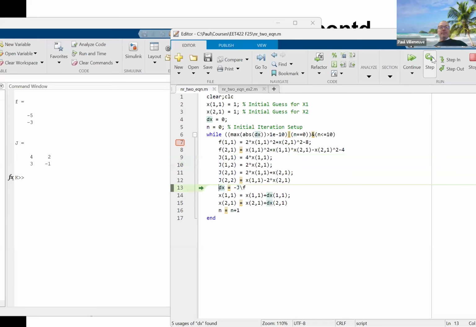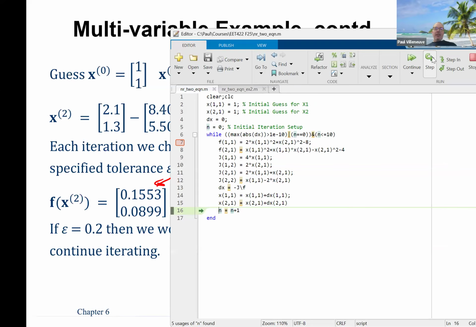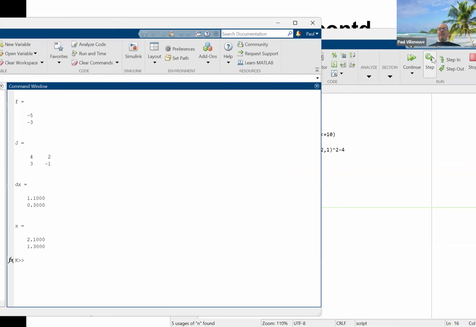Let's keep going. My delta X is 1.1 and 0.3. Now I'm going to plug that in for my X. I get 2.1 and 1.3. Is that what we had here? 2.1 and 1.3. So my first iteration matches what we calculated in MATLAB. Now I'm going to go ahead and do the next iteration.